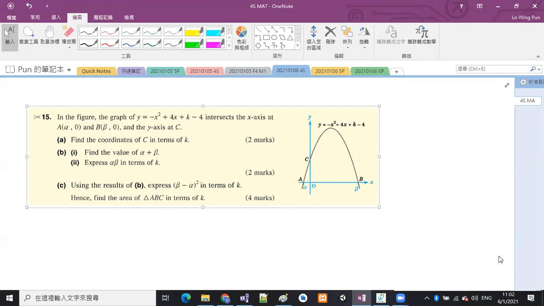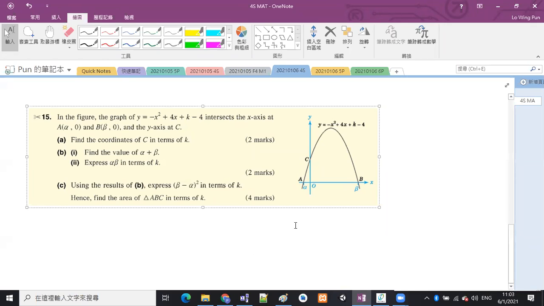To find the x-intercept, put y to be 0 and then calculate the value of x. The answers will be alpha and beta. For the y-intercept, you need to put x to be 0 and calculate the value of y. This will be the coordinates of point C.